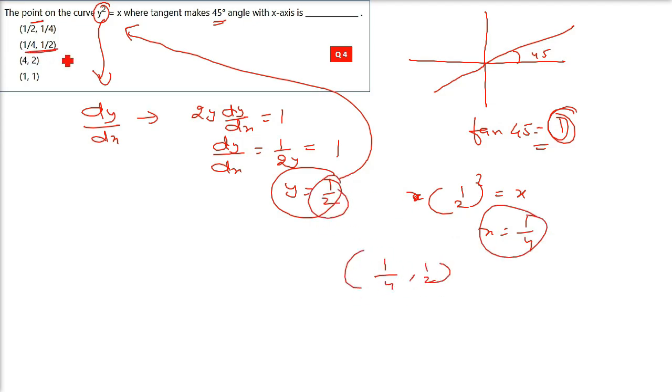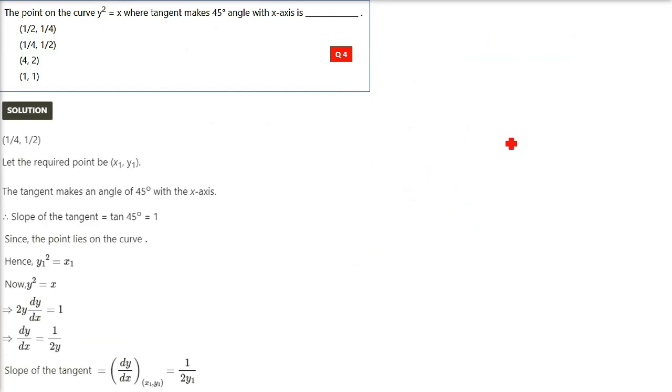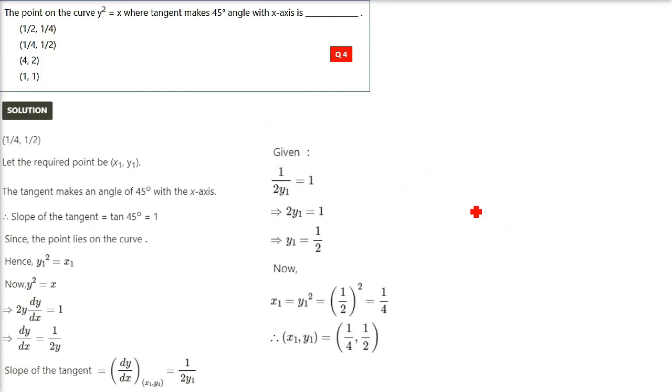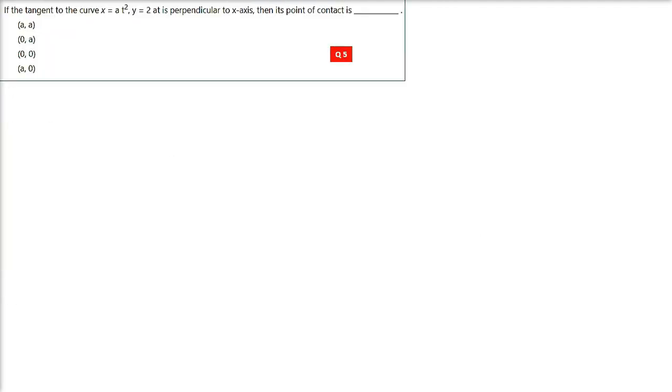This is your solution. Now let me show you the reference, because this is how you are going to write it, because as I have told multiple times, writing is important. If the tangent to the curve x equals at squared, y equals 2at is perpendicular to the x-axis, then its point of contact is. So the point of contact means what? You have to find out the coordinates x and y. We will talk about parallel to the x-axis later, perpendicular to the x-axis.